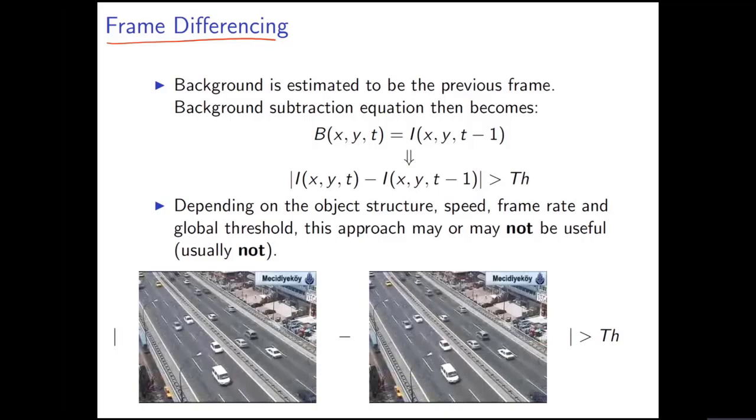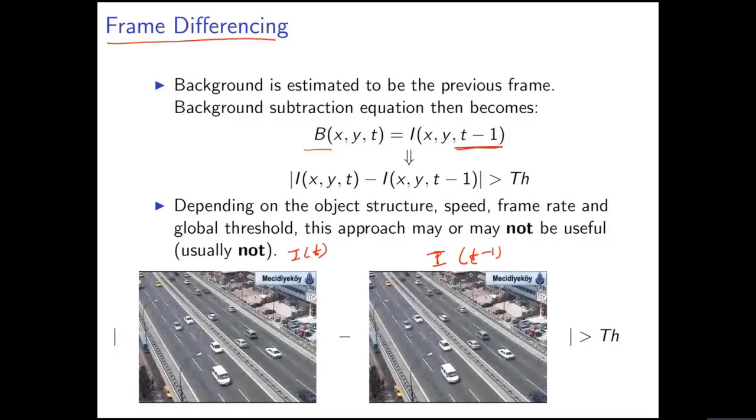where the background is nothing but the image frame at the previous time instant. So the background is taken to be the previous frame. That means if this is the background at the previous frame and this is the current frame, you just subtract the current frame from the previous frame and then do the thresholding.